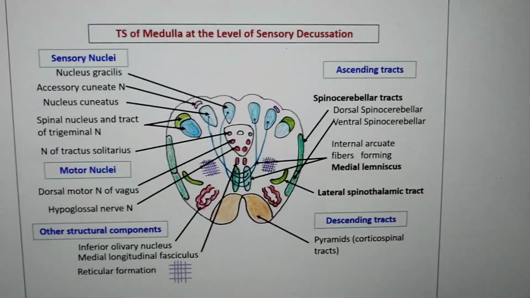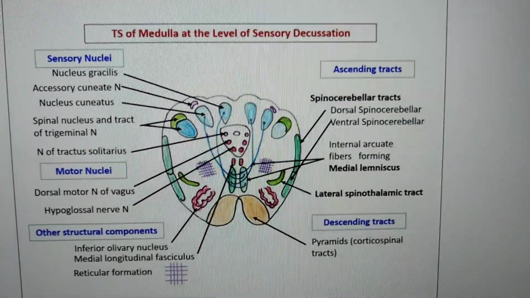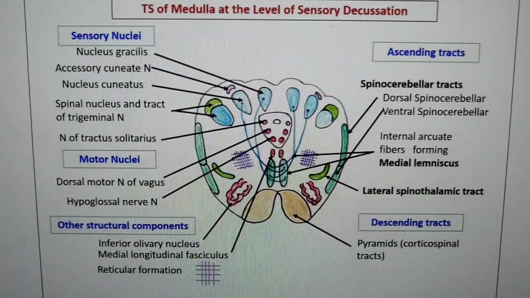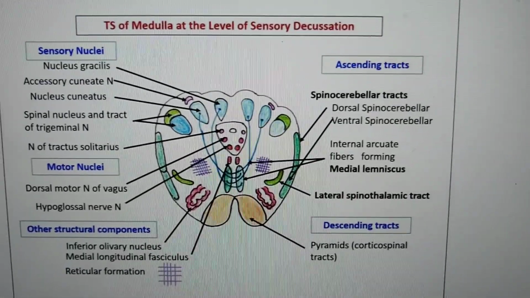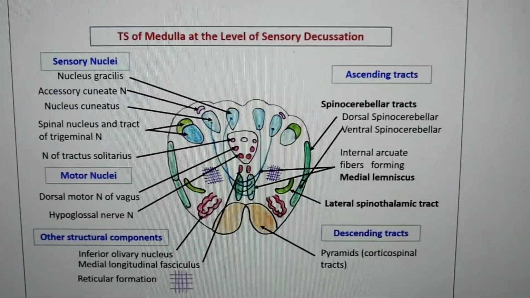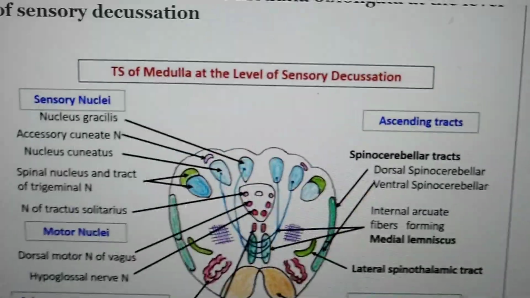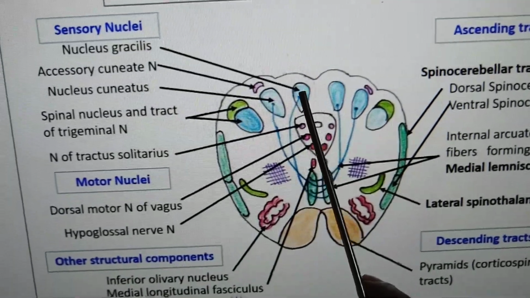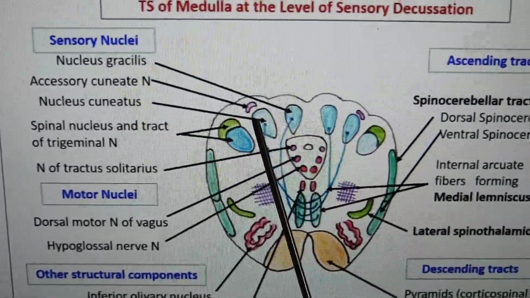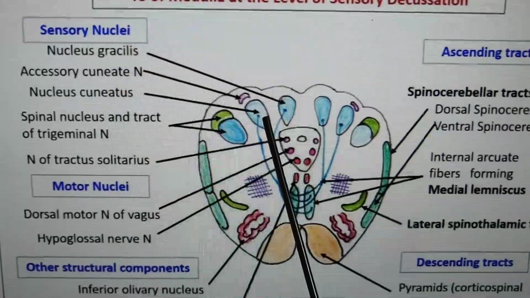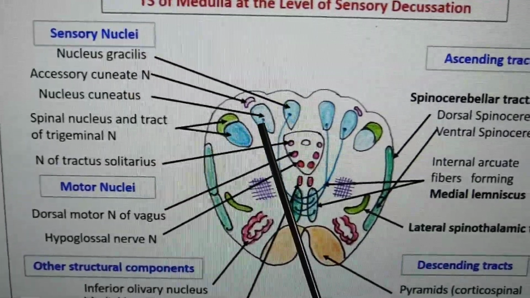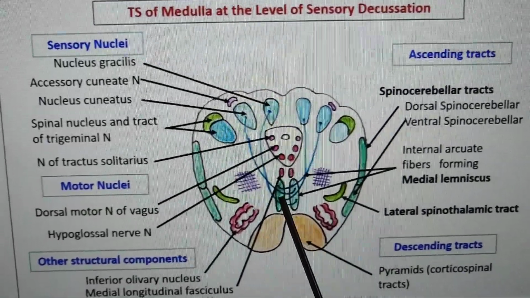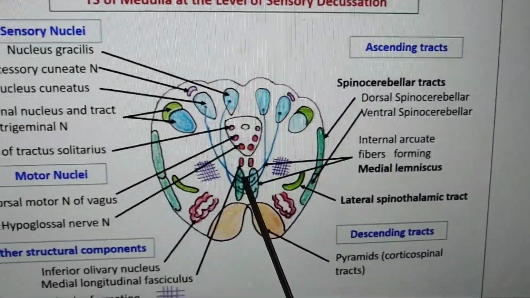So next is a little higher above the pyramidal decussation, that is, at the level of sensory decussation. Here again you can see the sensory nuclei, motor nuclei, ascending tract, descending tract and other structural components. Now the sensory nuclei: here you can see again we have the nucleus gracilis, then nucleus cuneatus. The fibers from these form the internal arcuate fibers, and these fibers will cross, and here you can see it forms the medial lemniscus.